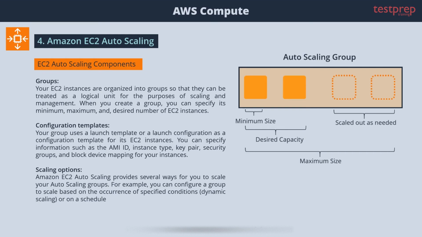2. Configuration templates. Your group uses a launch template or a launch configuration as a configuration template for its EC2 instances. You can specify information, such as the AMI ID, instance type, key pair, security groups, and block device mapping for your instances. 3. Scaling options. Amazon EC2 Auto Scaling provides several ways for you to scale your auto scaling groups. For example, you can configure a group to scale based on the occurrence of specified conditions or on a schedule.